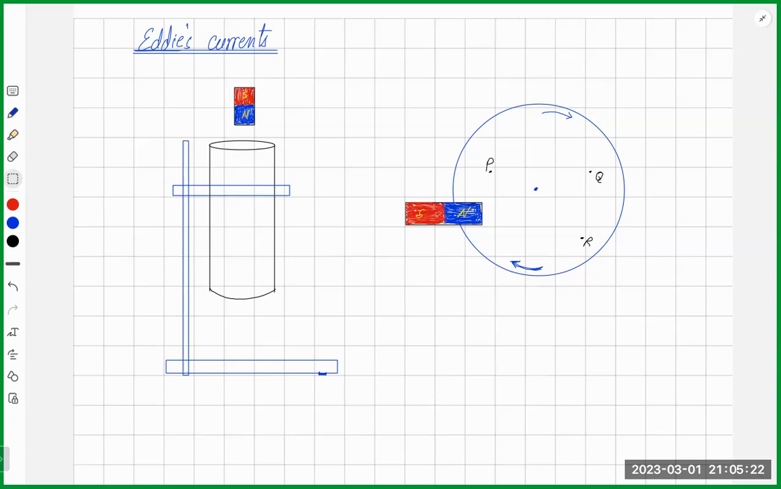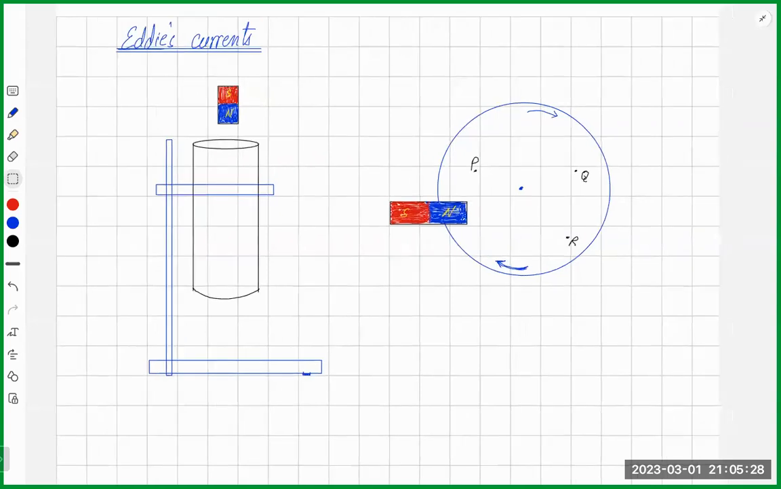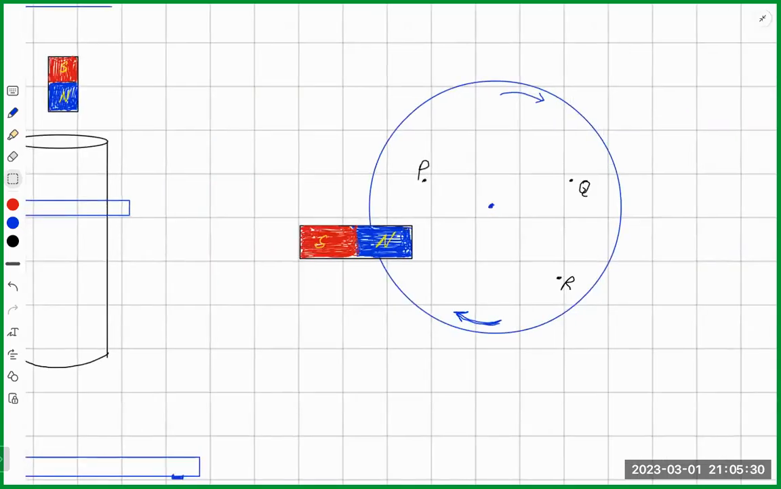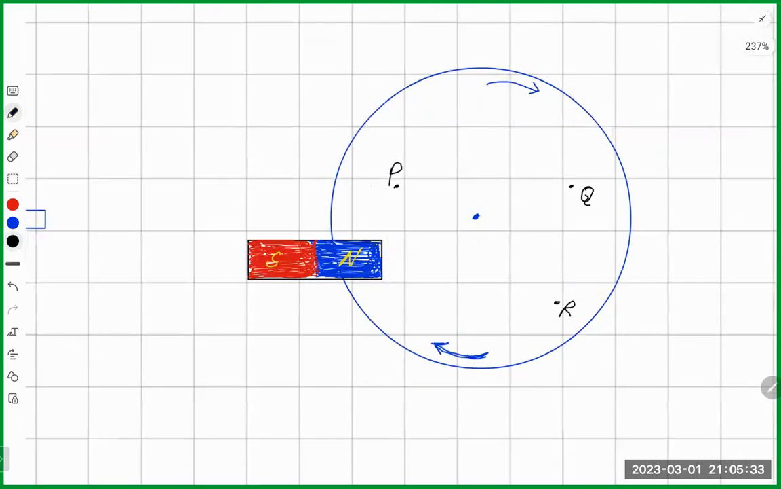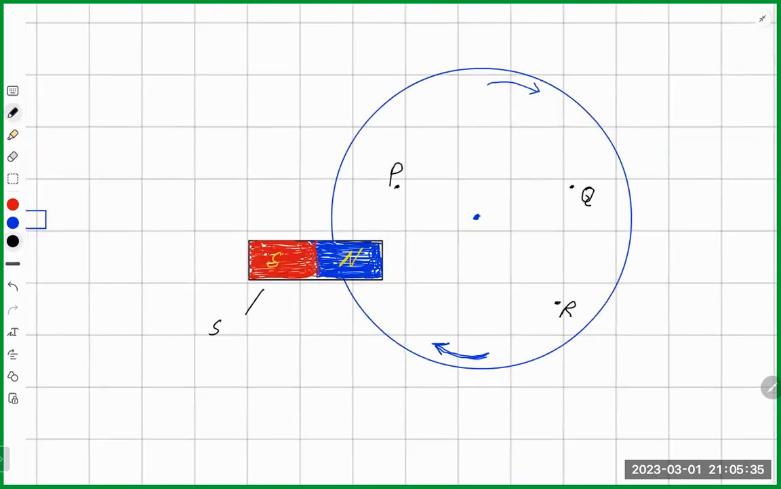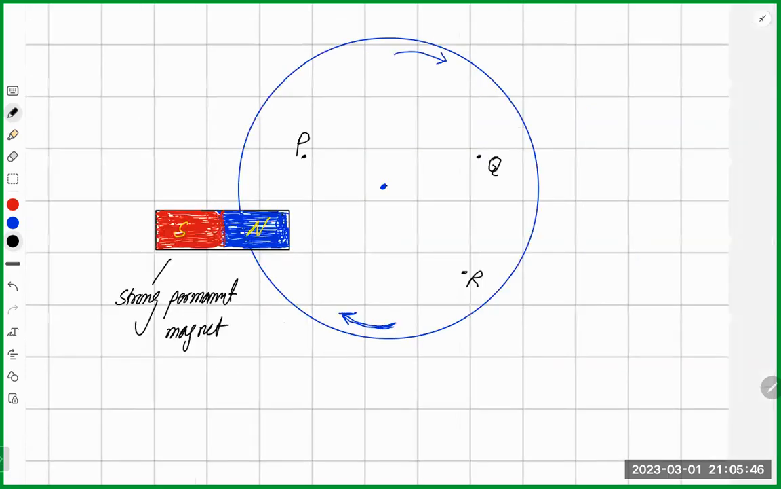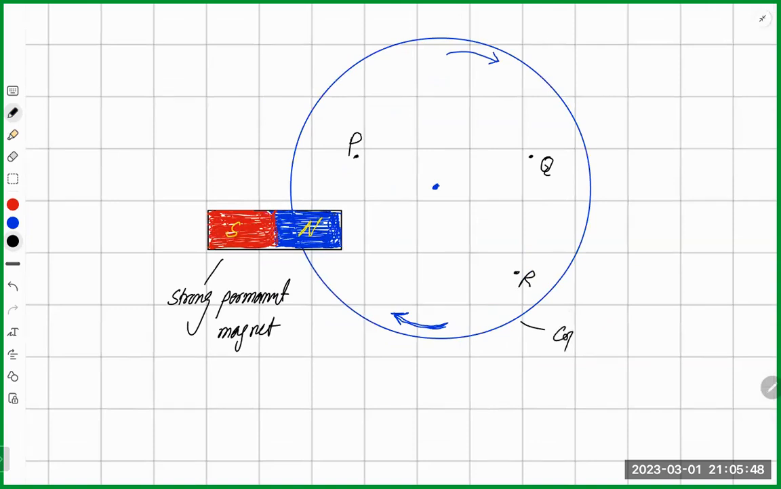on that particular surface. For example, this is a fixed magnet. This is a strong, permanent magnet, and a disk is moving nearby. This is a copper disk, thick copper disk. So what will happen when this disk will be moving?